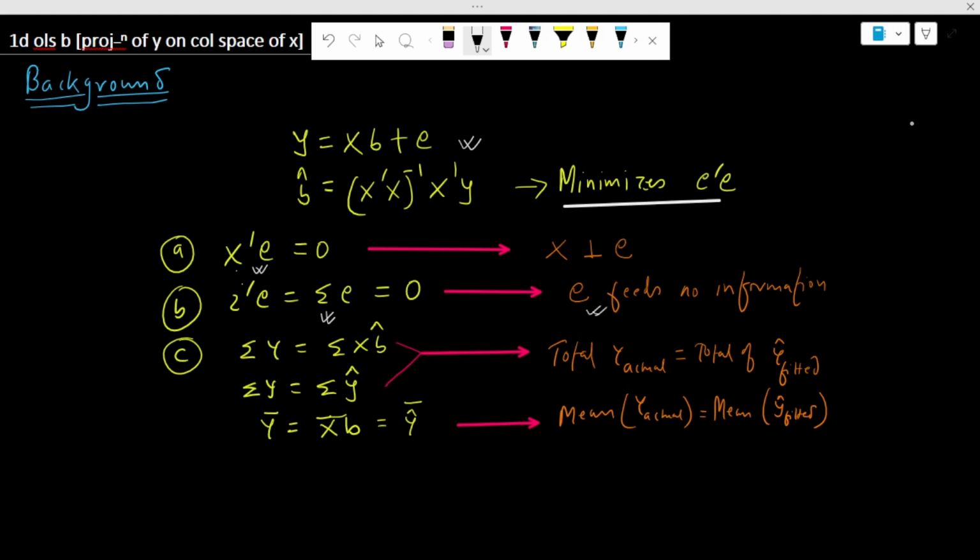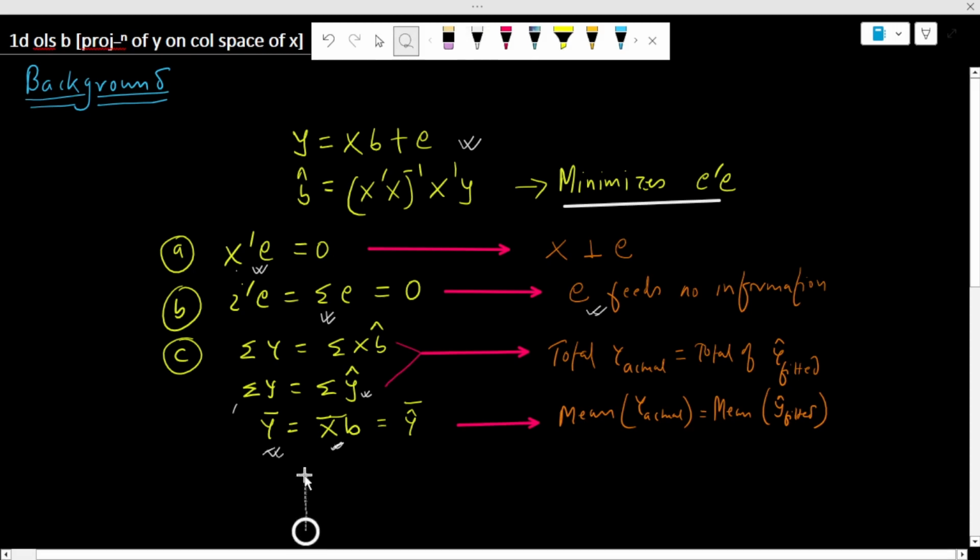If the sum of the error is 0, it is obvious that the total of y is equal to the total of the fitted values. Here the fitted value is represented by Xb, and we can denote this Xb as y cap. This is the fitted value of y, and from this relationship we can conclude that the mean of y is equal to the mean of the fitted value. And this also implies that the linear regression passes through the mean of the variables. Now let us move into today's topic.